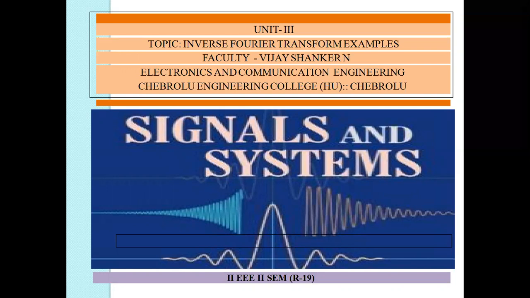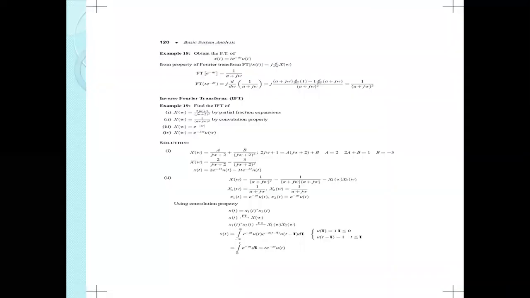Today, we are going to discuss inverse Fourier transformation examples. In the last class, we also discussed some examples on inverse Fourier transformation, that is, find the inverse Fourier transformation of X of omega by using the partial fraction expansion method, by using the convolution property, and by using the formula. Okay.